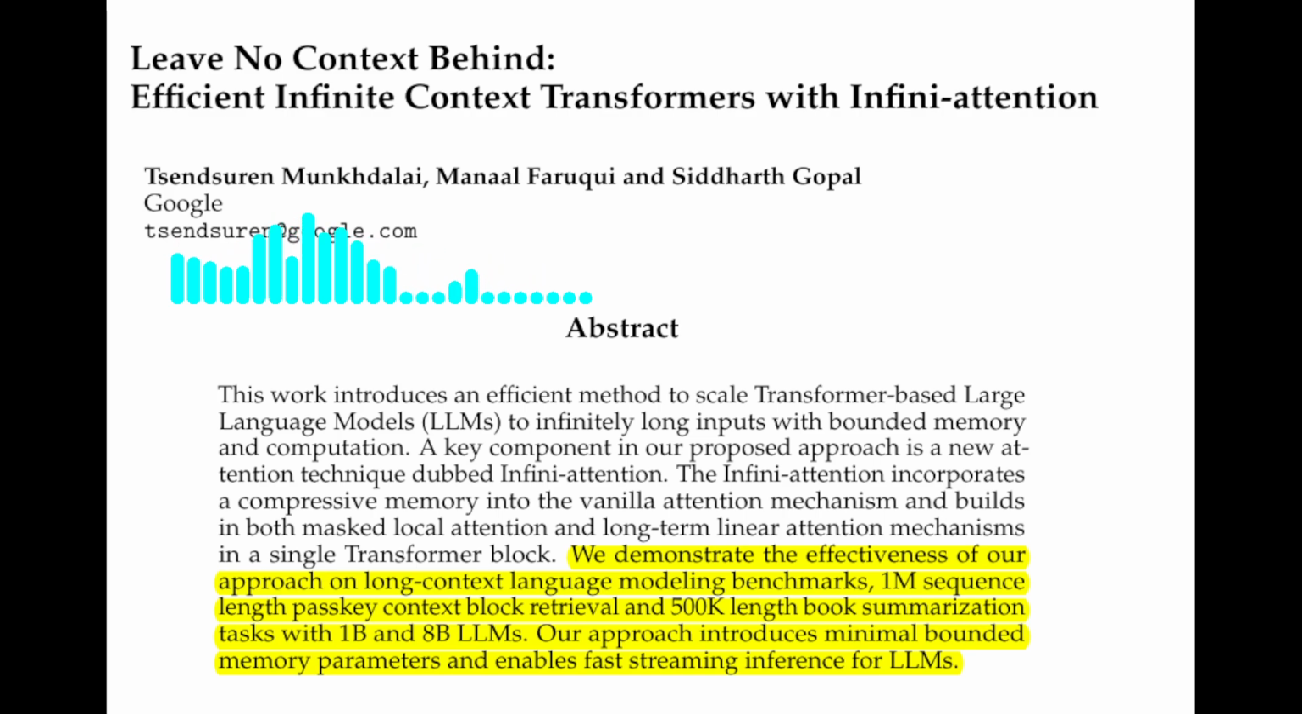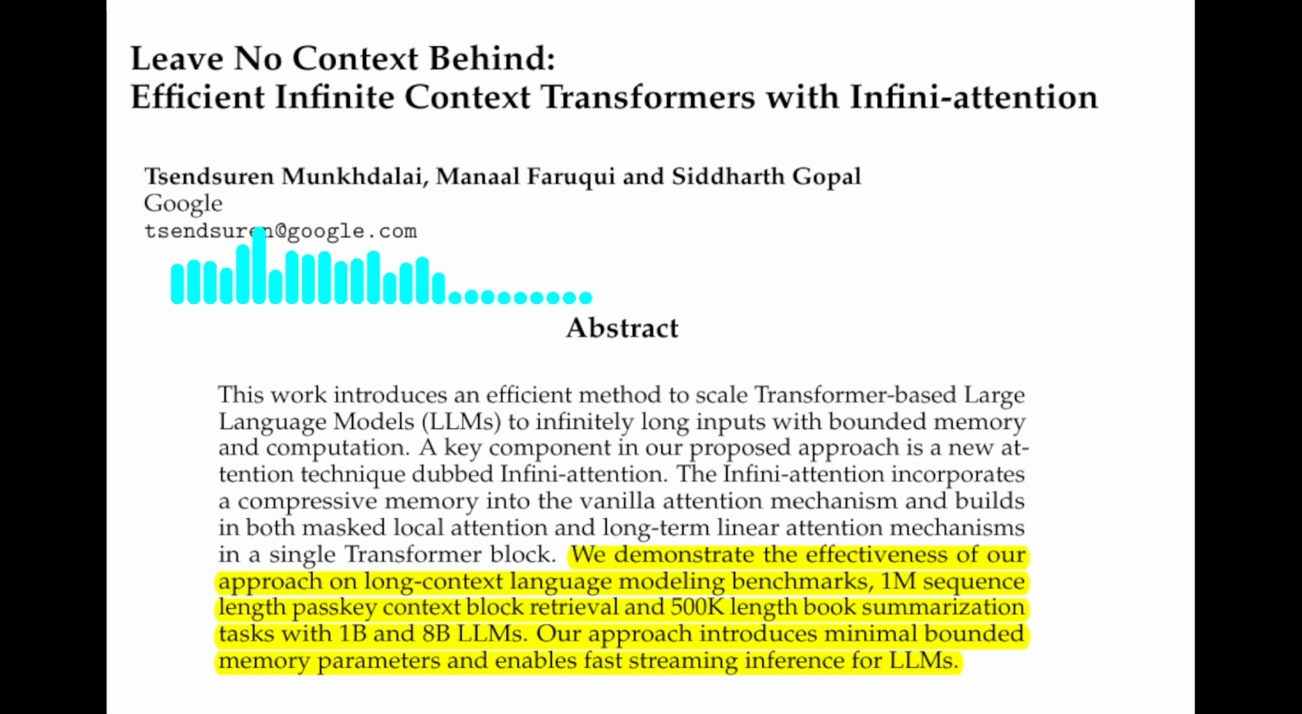So how does Infini-attention address this limitation? Infini-attention introduces a compressive memory component into the standard attention mechanism. This memory acts as a long-term storage for contextual information, allowing the model to retain and access information from previous segments of the input sequence. Instead of discarding the key and value states from the attention computation, Infini-attention reuses them to update the compressive memory.